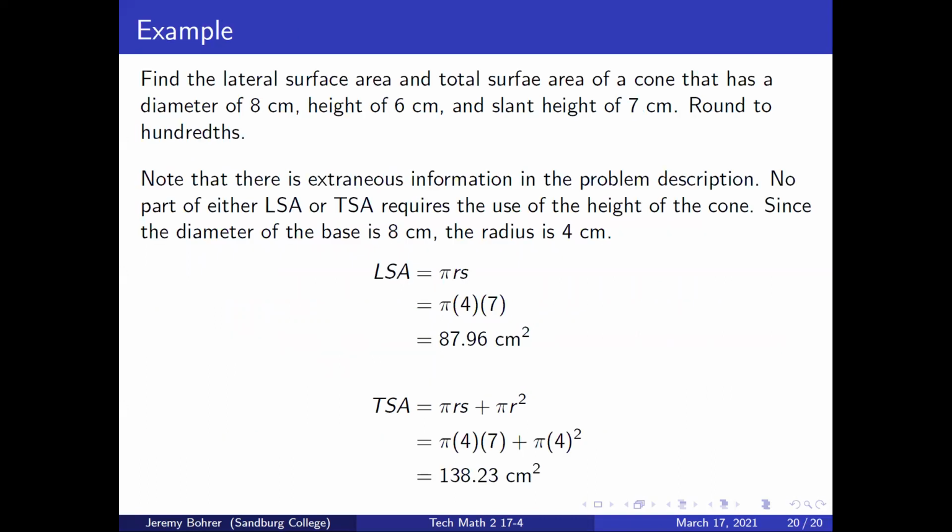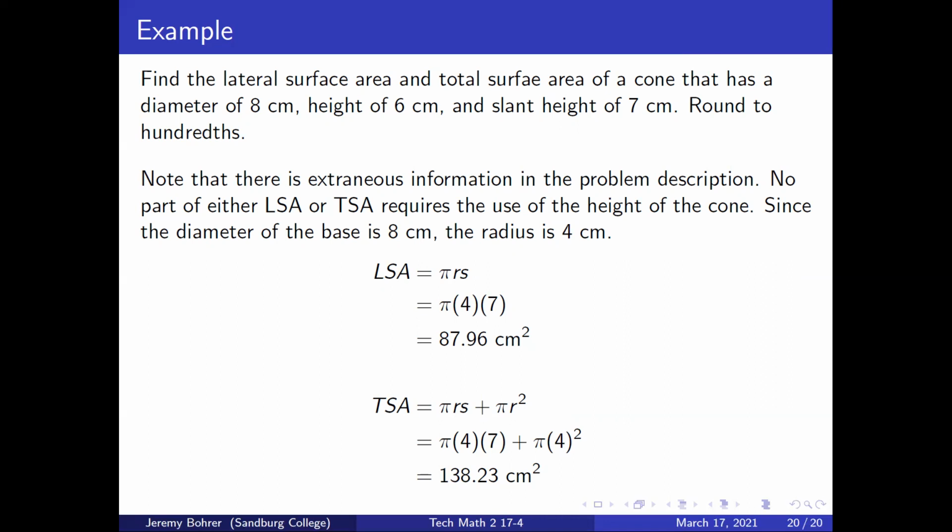Find the lateral surface area and total surface area of a cone that has a diameter of 8 centimeters, height of 6 centimeters, and slant height of 7 centimeters. Round to hundredths. Note that there is extraneous information in the problem description. No part of either LSA or TSA requires the use of the height of the cone. Since the diameter of the base is 8 centimeters, the radius is 4 centimeters.